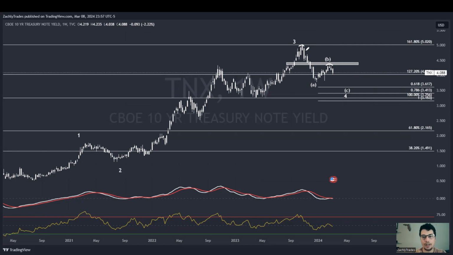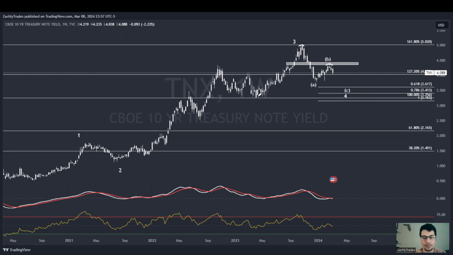To the upside, we've got an A down here, B up. We rejected this key zone that you can see a little bit clearer on the daily time frame. And now we're looking for C wave to come down and target anywhere from 3.6 all the way down to 3.15. Now, we don't know exactly where it's going to go. These are just some targets to give us a little bit of a guideline.